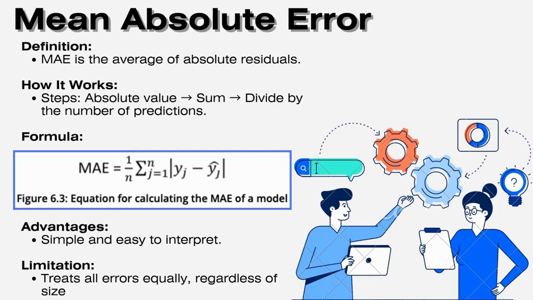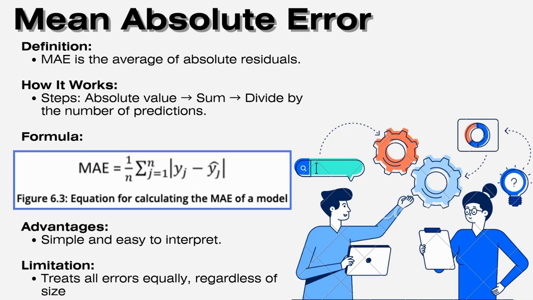To calculate the MAE, we first take the absolute value of each residual to get rid of the negative signs. Then we add them up, which gives us 8,000. And finally, we divide this sum by the number of predictions, which is 5. So the result is 1.6 thousand. This is the average error that we can expect from the model.